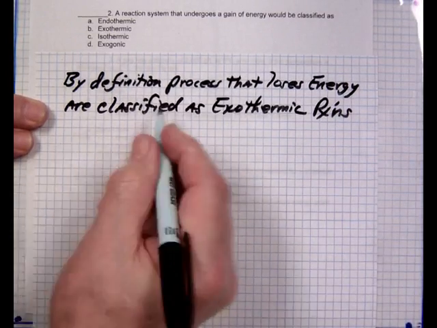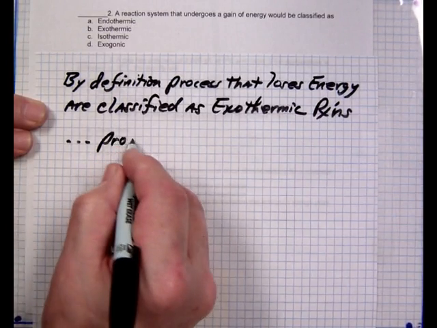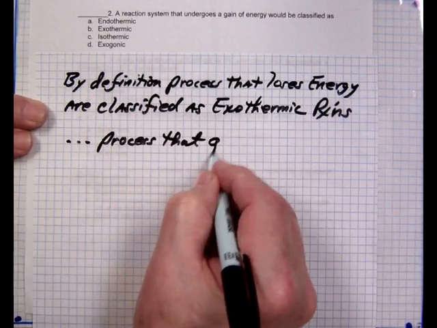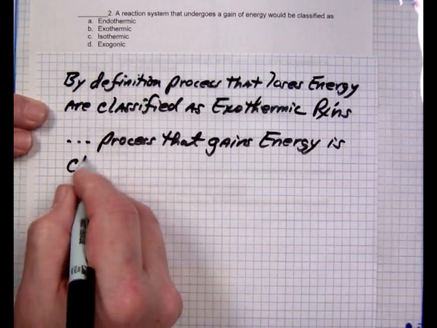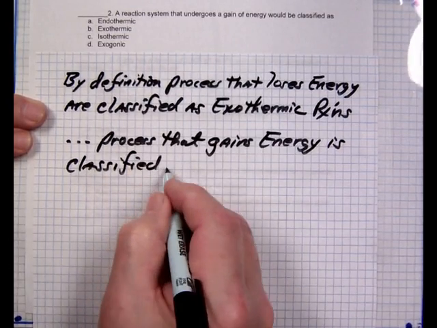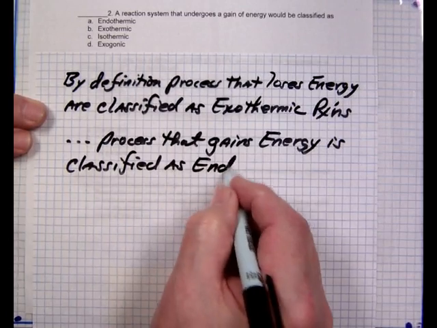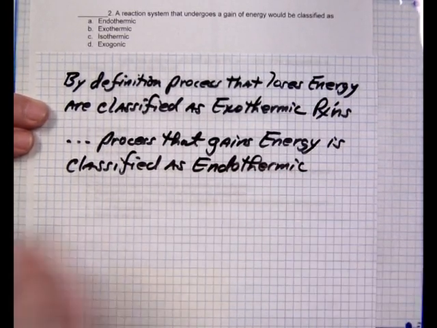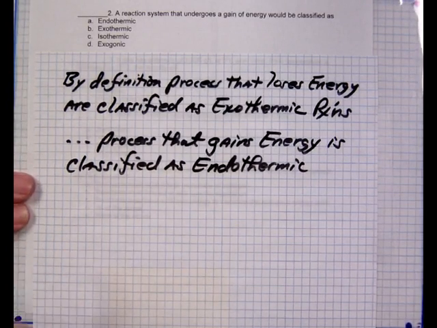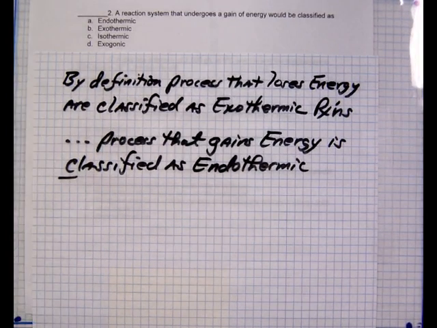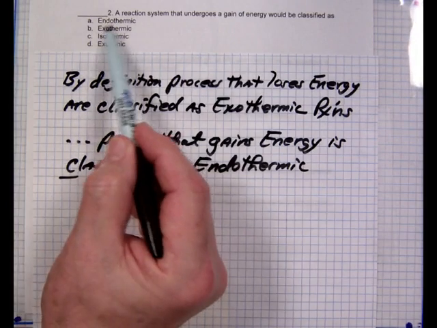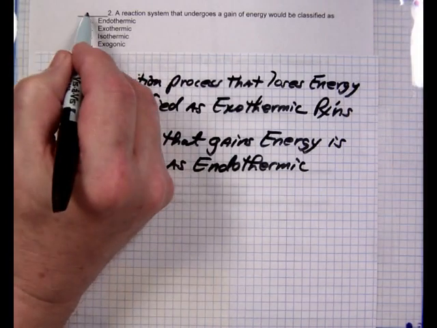reactions, and in the same context, a process that gains energy is classified as endothermic. Just to add to the definitions, isothermic means that a change in energy has taken place, but we wind up at the same energy at the end of the process as we started with. In this question, the reaction system that undergoes a gain of energy would, of course, be the endothermic process, so endothermic is the choice.